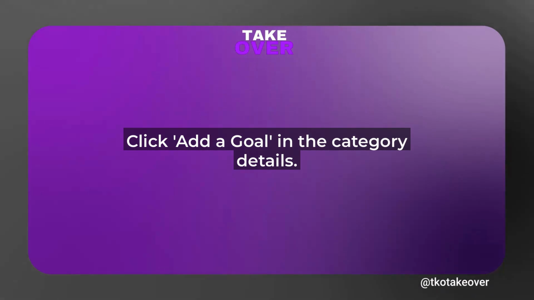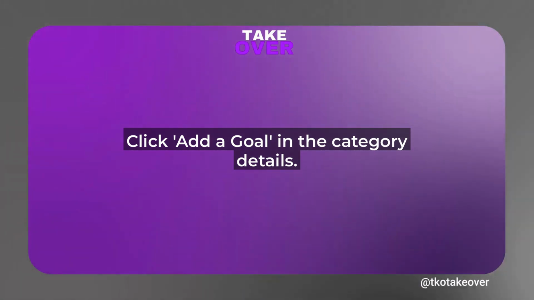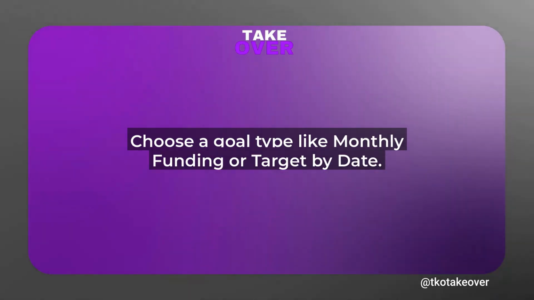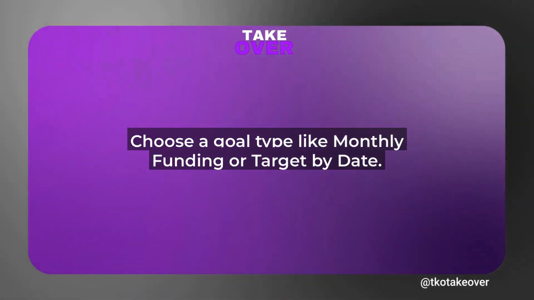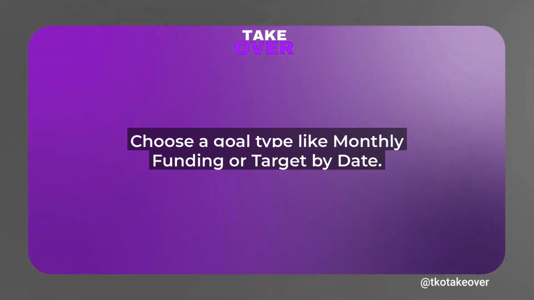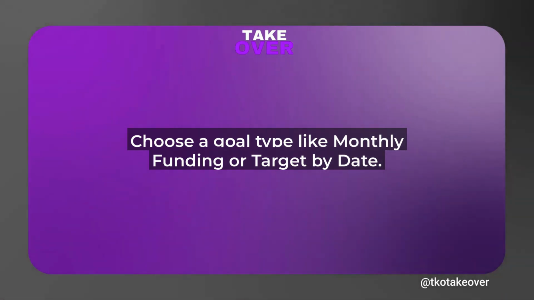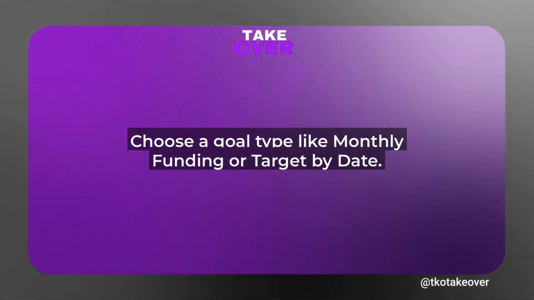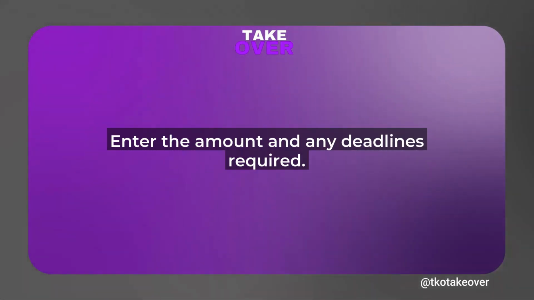If it's a one-time target, select Target by Date, input the total amount, and set the deadline. YNAB will calculate how much you need to save per month to hit that goal. Once set, YNAB automatically tracks your progress with visual bars and alerts, so you can see how you're doing at a glance. It's super satisfying to watch those bars fill up.